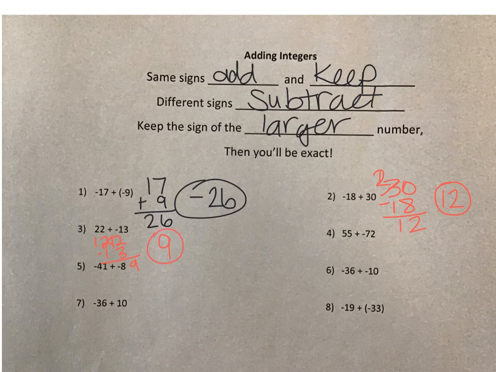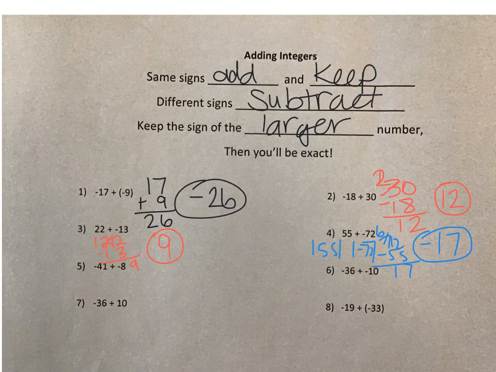Sorry about the bell. Number four is different signs again, so we're going to subtract. We're going to do 72 minus 55. But this time it's going to be negative because the 72 has the larger absolute value. If you compare the absolute value of 55 and the absolute value of negative 72, 72 is going to be greater. So our answer is going to be negative 17. Again, you can totally picture those chips and number lines and getting the same answer.